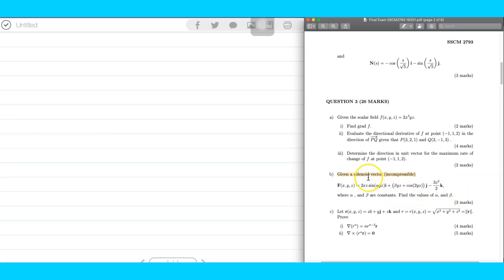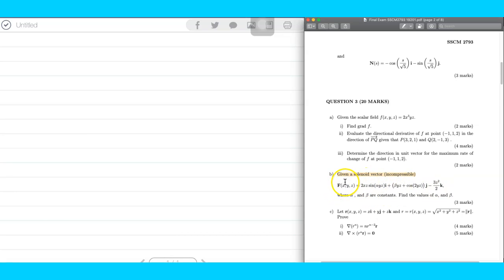If you've forgotten about the property of the divergence and how it relates to the solenoid vector, you have no idea how to solve this. But if you know that, then it's easy for you to answer this question.